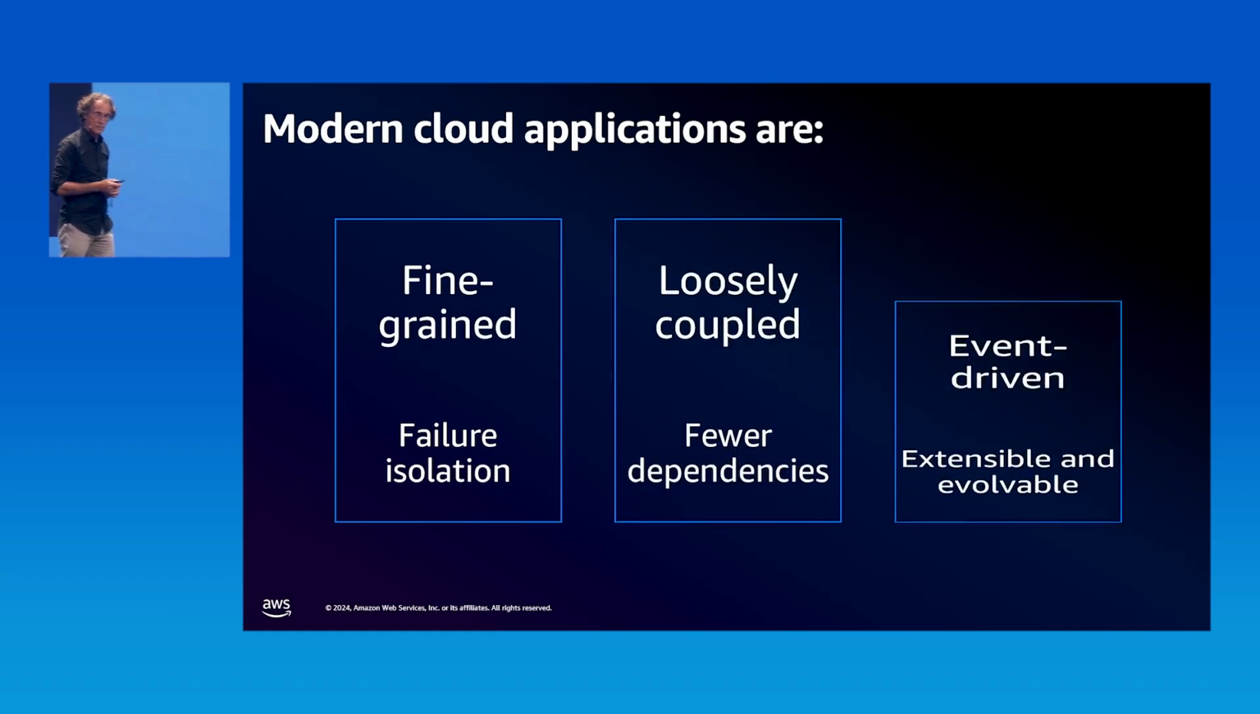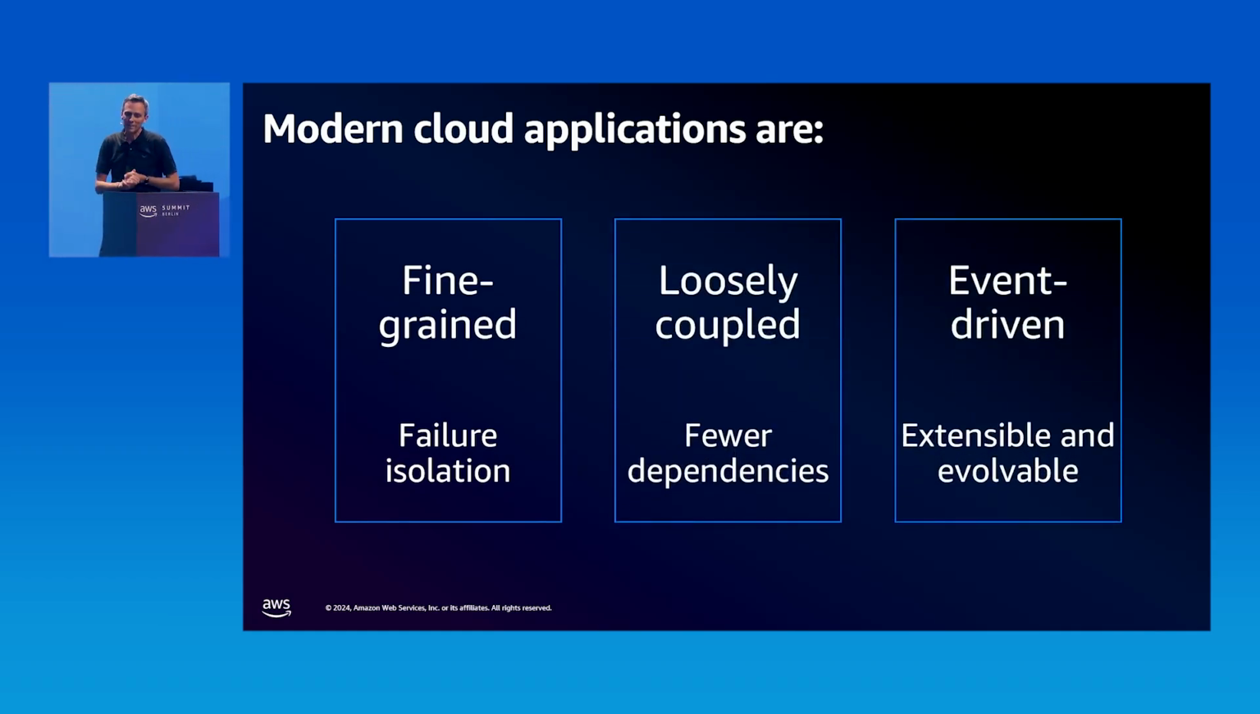So let's find a better definition. So modern applications are fine-grained. They give you nice abilities like failure isolation. They are also loosely coupled, which means that if you need to do a change, you don't need to drag these changes throughout the entire systems. And they are event-driven, which makes it easy to extend them.